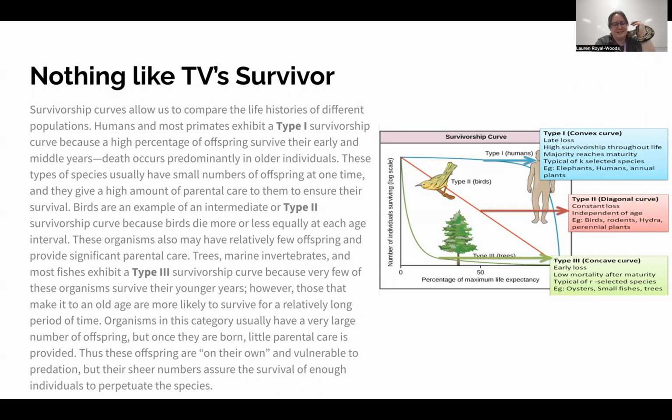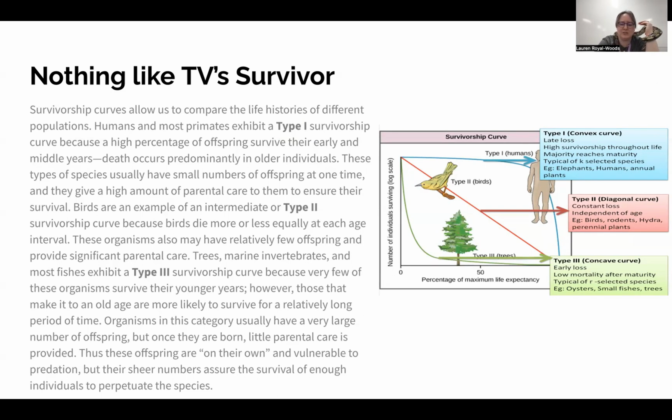But anyway, these guys have a ton of offspring that they don't expect everything to survive because there's just no way. So they put all their literal eggs in the make-as-much-as-you-can basket, and hopefully some of them will survive, and that's that. So unless these offspring are literally on their own, they're vulnerable to predation.